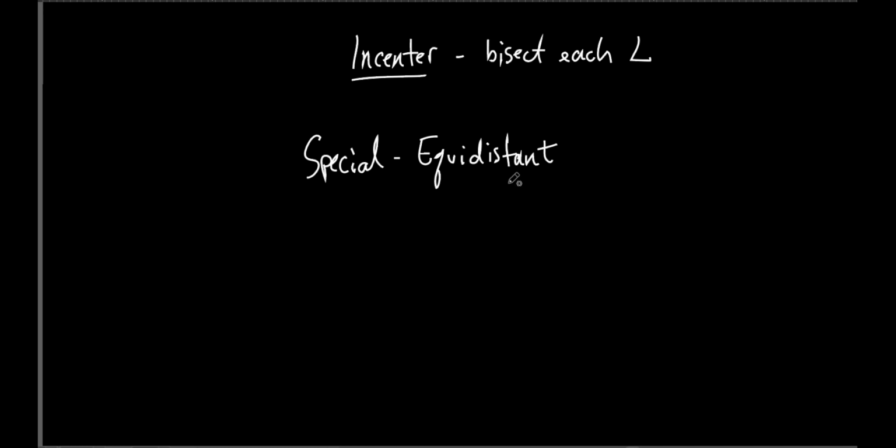All right, so it's equidistant from the what? From each side. Let's just say that. From each side of the triangle. Okay? I'll just say each side. All right? So that's really, really important that you know these things. Know that about the incenter. That they bisect. How do you find it? You bisect each angle. What's special about that point? It's equidistant from each side.